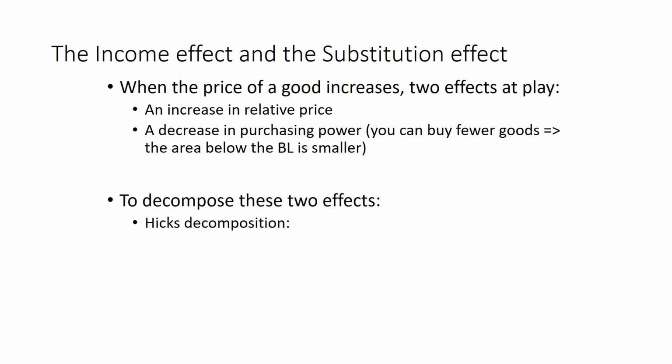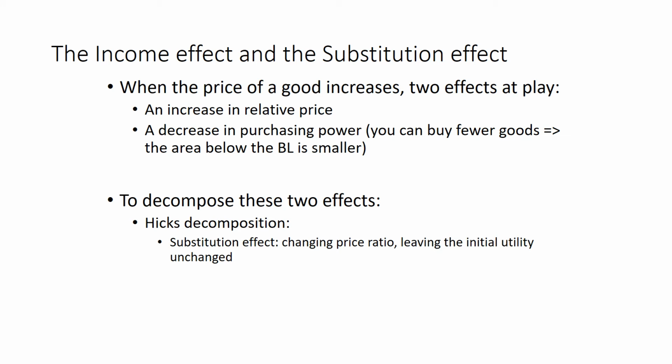So we're going to decompose these two effects. This is called the Hicks decomposition. First of all, there's a substitution effect. The substitution effect corresponds to a changing price ratio, leaving the initial utility unchanged. So that means that when one good has become more expensive, the consumer is going to start increasing the consumption of the other good whose price hasn't changed. Then there's the income effect. The income effect reflects the relative price change. So that's going to show how purchasing power has actually dropped.